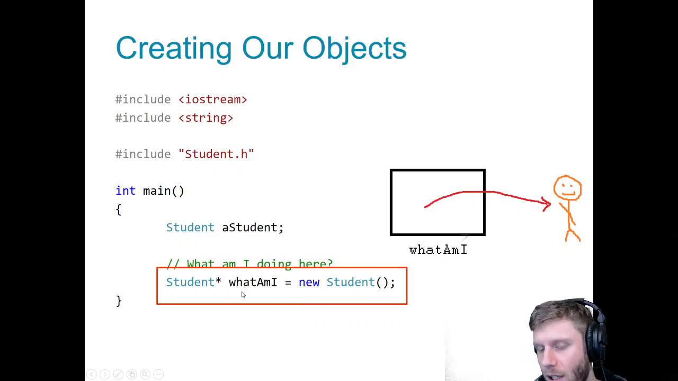I'm making a variable called whatAmI, but it's a pointer to a student object. It's not a student object. And then, you know, new Student. So somewhere in RAM, we called the constructor, it created that object, and then whatAmI points to it.